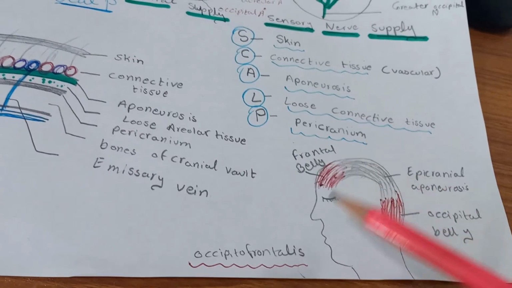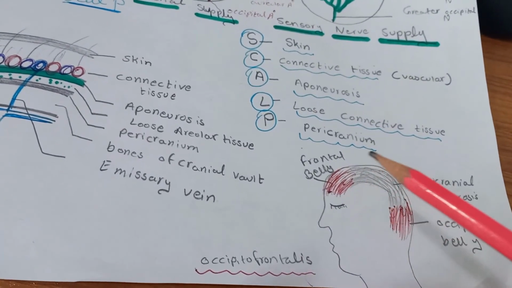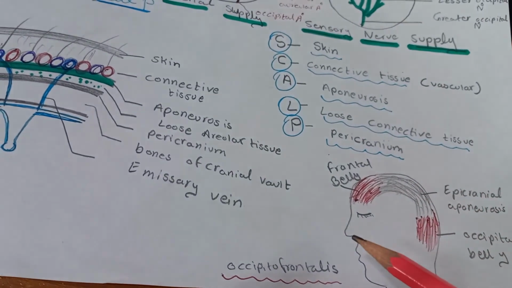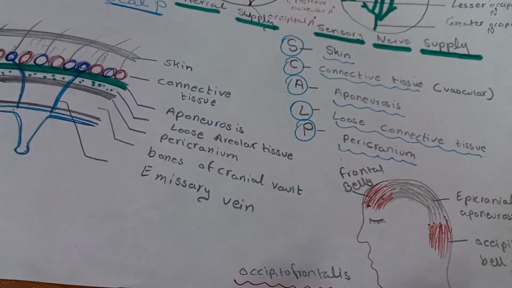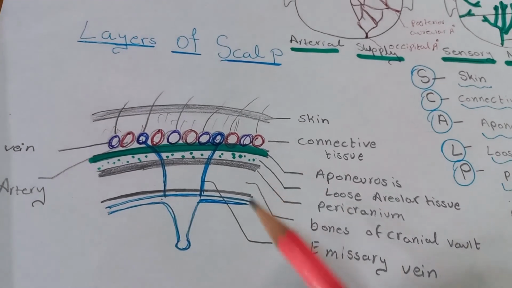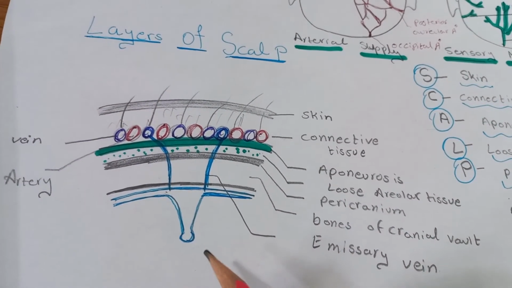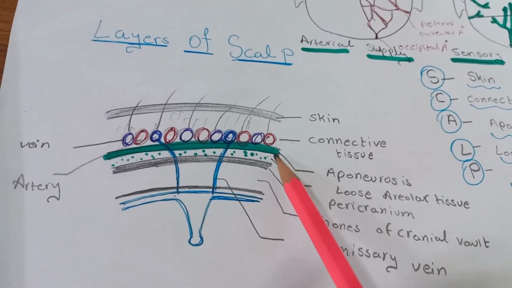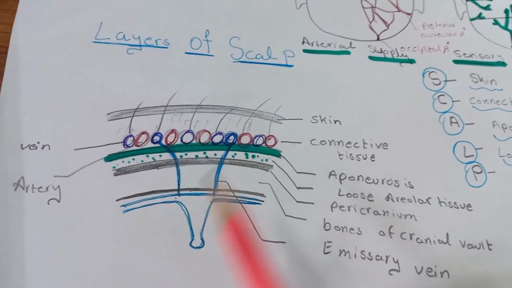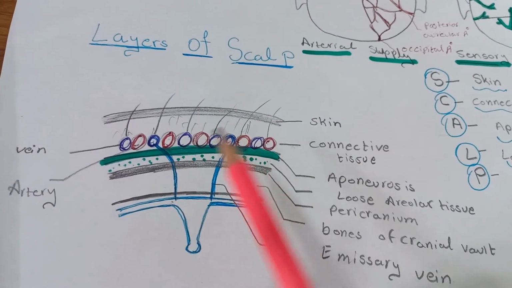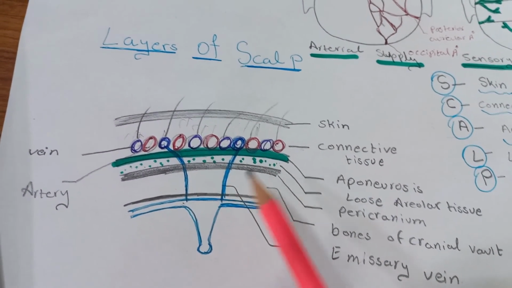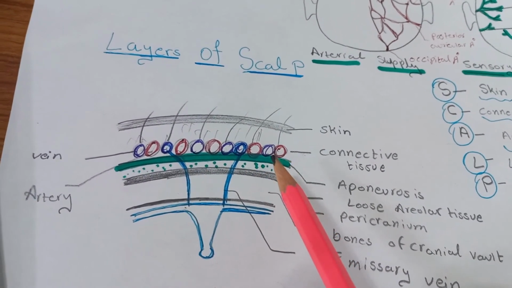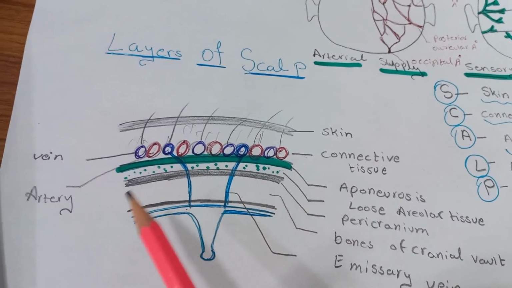When the occipitofrontalis muscle contracts, it allows the skin, connective tissue, and aponeurosis, the first 3 layers of the scalp, to move forward and backward. The loose areolar tissue layer, which is the fourth layer, allows the aponeurosis to move over the pericranium.